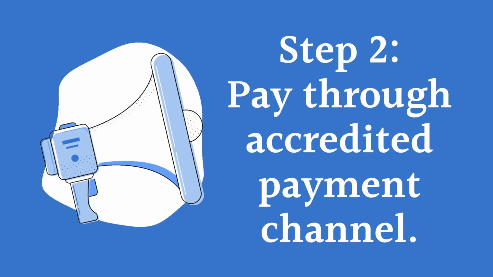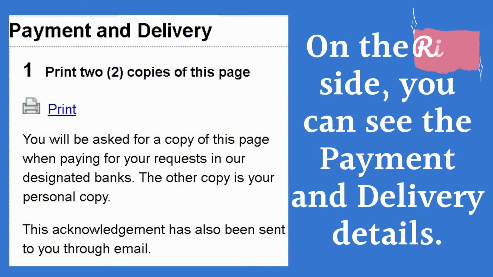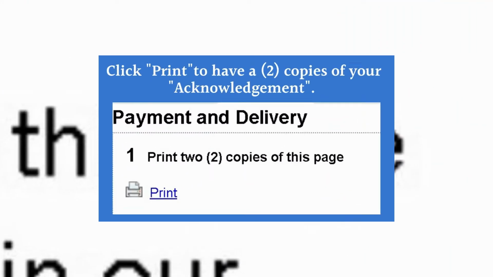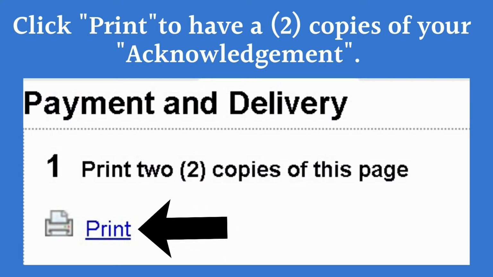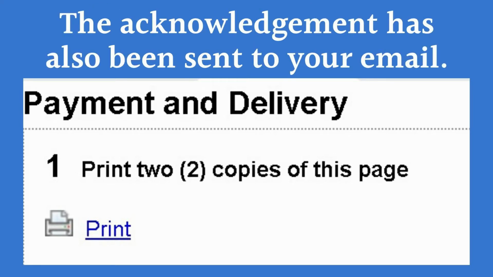Step 2. Pay through accredited payment channel. On the right side, you can see the payment and delivery details. Click print to have a copy of your acknowledgement. So you have to print 2 copies of this page. You will be asked for a copy when paying for your request in your chosen banks. The other copy is your personal copy. The acknowledgement has also been sent to your email.